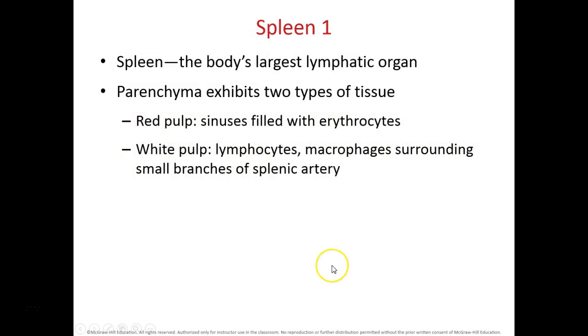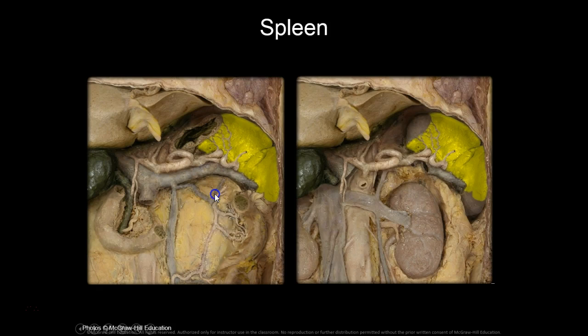All right, spleen. This is the largest lymphatic organ. It has a parenchyma of two types of tissue. It has red pulp and it has white pulp. So the red pulp is filled with erythrocytes, imagine that, which are red blood cells. And the white pulp is filled with lymphocytes, macrophages, which are the white cells, surrounded by small branches of the splenic artery.